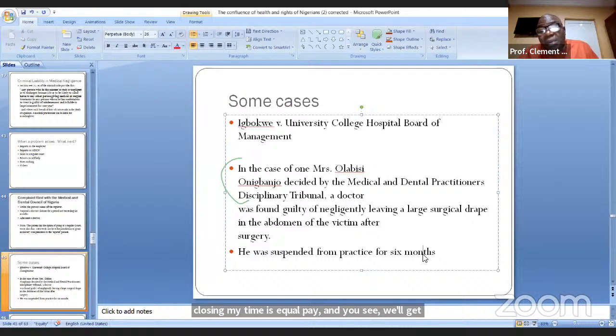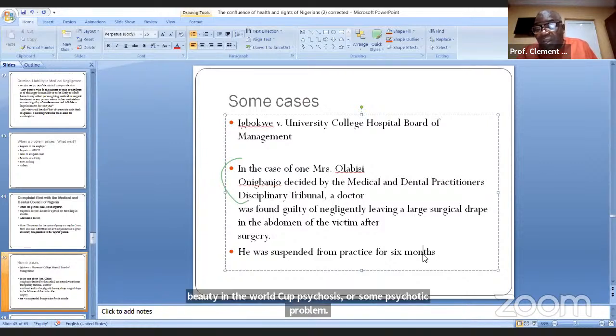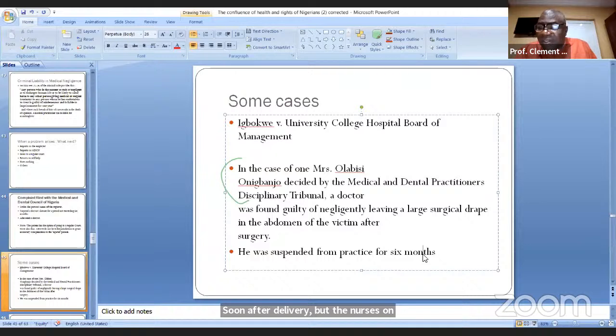In this case, a woman had a baby in UCH, and she was still on the ward. She had what they call puerperal psychosis, a psychiatric problem soon after delivery. But the nurses on the ward weren't very observant. Because of that puerperal psychosis, the patient jumped through the window and died. So the husband sued UCH and won the case. UCH should have known and instructed their nurses to be vigilant of somebody that has puerperal psychosis. In Olabisi Onigbanjo, somebody forgot an abdominal mop inside the abdomen after operation. He was found guilty and suspended for 6 months.